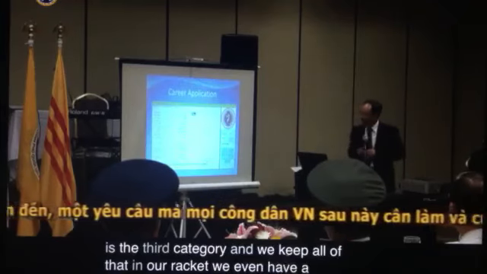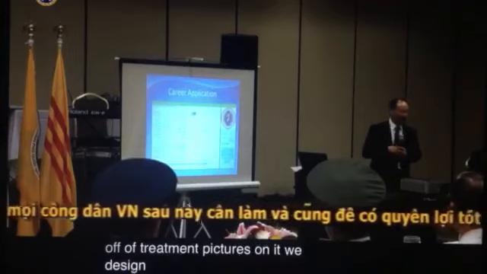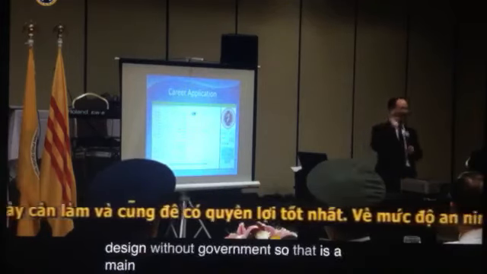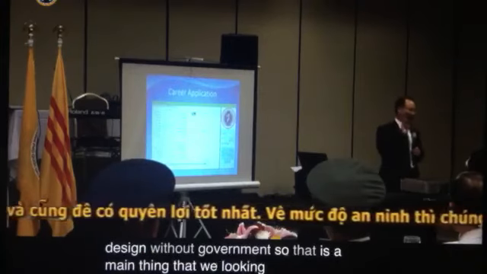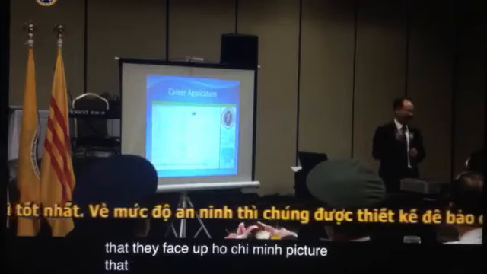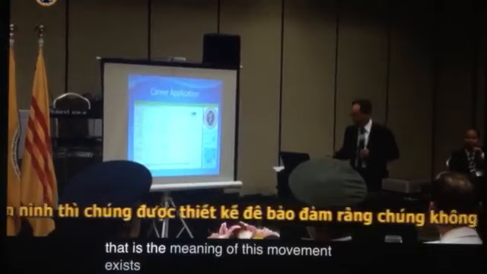We even have a face-up Ho Chi Minh picture on it when you sign with our government. That is a main thing that we're looking for, because the face-up Ho Chi Minh picture is the meaning of this government's existence.